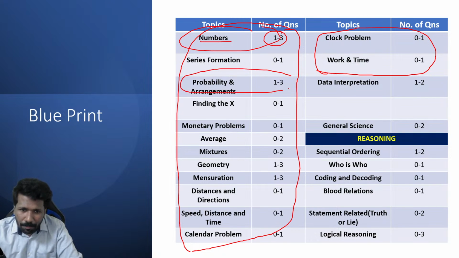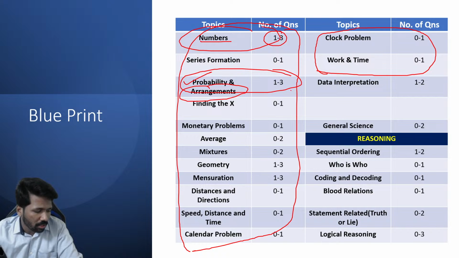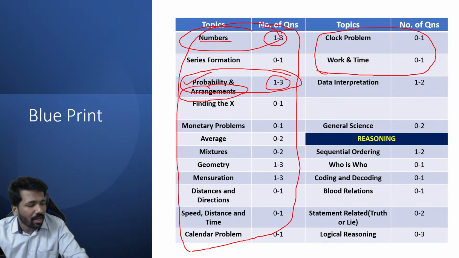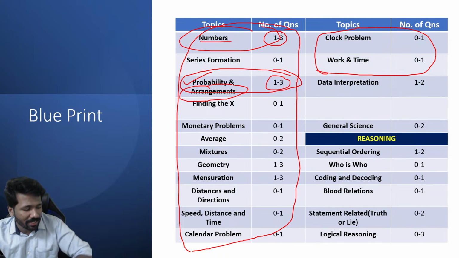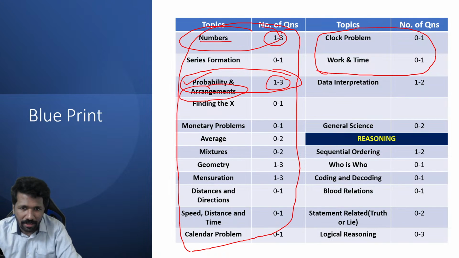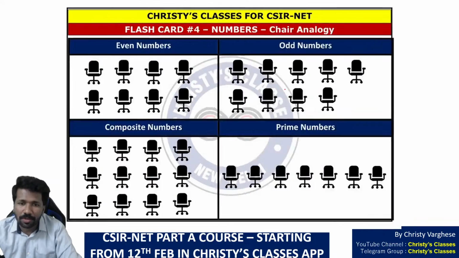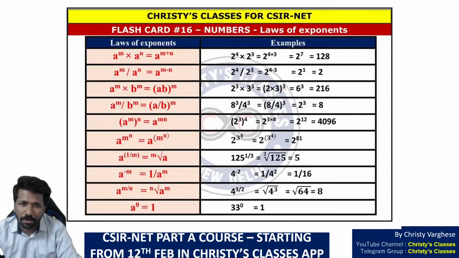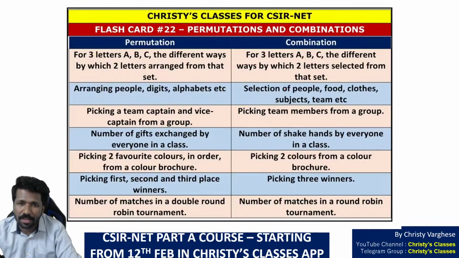Then we will discuss probability and arrangement. Probability is one chapter, permutation combination is another chapter. From both together, 1 to 3 questions can come. According to the trend of the last years, I am telling you, 1 question up to 3 questions you can expect from this area, permutation combination and probability together.